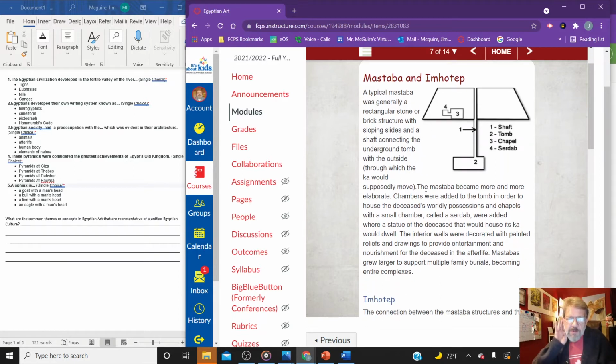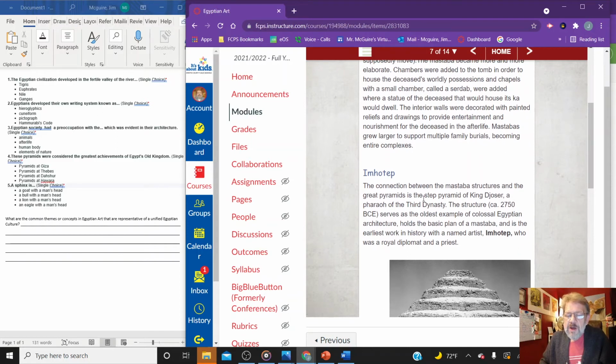The mastaba became more and more elaborate. Chambers were added to the tomb in order to house the deceased's worldly possessions, and chapels with a small chamber called the serdab were added, where a statue of the deceased that would house its Ka would dwell. The interior walls were decorated with painted reliefs and drawings to provide entertainment and nourishment for the deceased in the afterlife. Mastabas grew larger to support multifamily burials, becoming entire complexes.